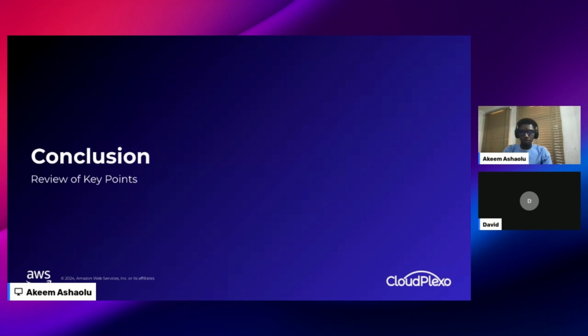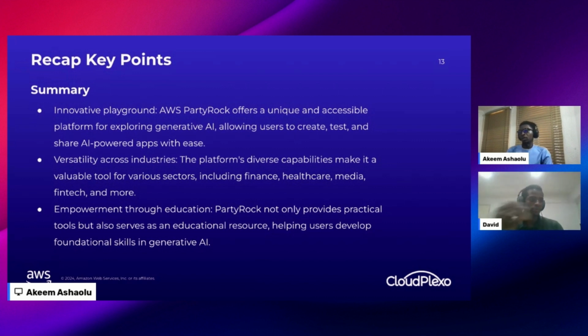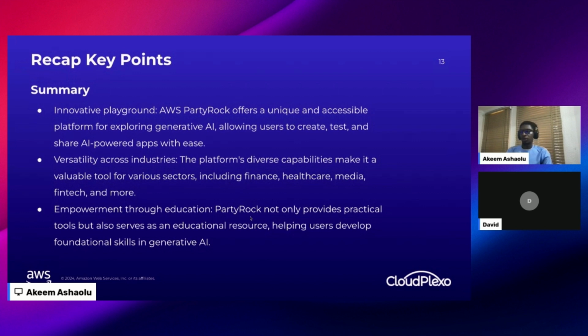So in conclusion, let's just quickly wrap up what we went through today. We discussed Amazon PartyRock being an innovative playground for us to test out generative AI skills, and this is actually built upon Amazon Bedrock. We also discussed that it is versatile across different industries. You can use it to develop various applications in various sectors, which include finance, healthcare, media, and fintech. And also, you can use it to improve your knowledge about foundational skills in generative AI.